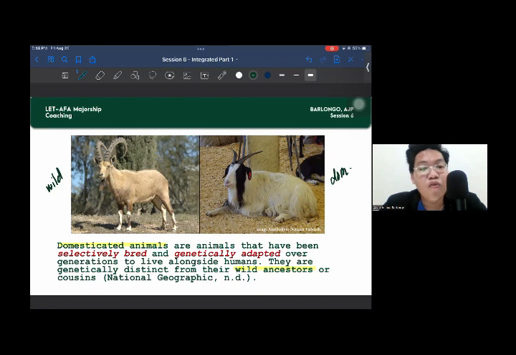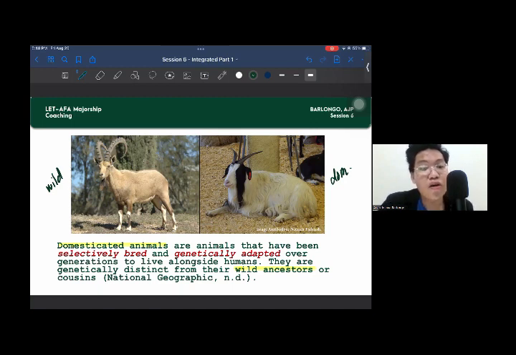Ayan. So if you will notice, yung wild ay merong very defined na horns. Tapos yung domesticated is mas maliit na siya. So binibreed nila na mas maliit yung horn para kapag nasa field sila or nasa farm sila or they are enclosed sa isang kulungan is hindi nila masasaktan ng isa't isa. Ayun. So that is the reason why we are also breeding for specific traits.